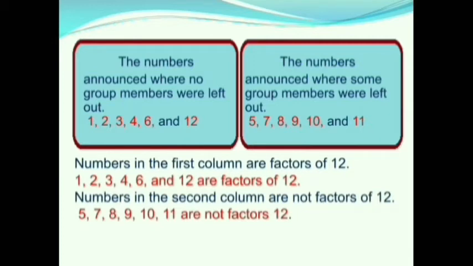Numbers in the first column are factors of 12, which means 1, 2, 3, 4, 6 and 12 are factors of 12. The numbers in the second column are not factors of 12, which means 5, 7, 8, 9, 10 and 11 are not factors of 12.